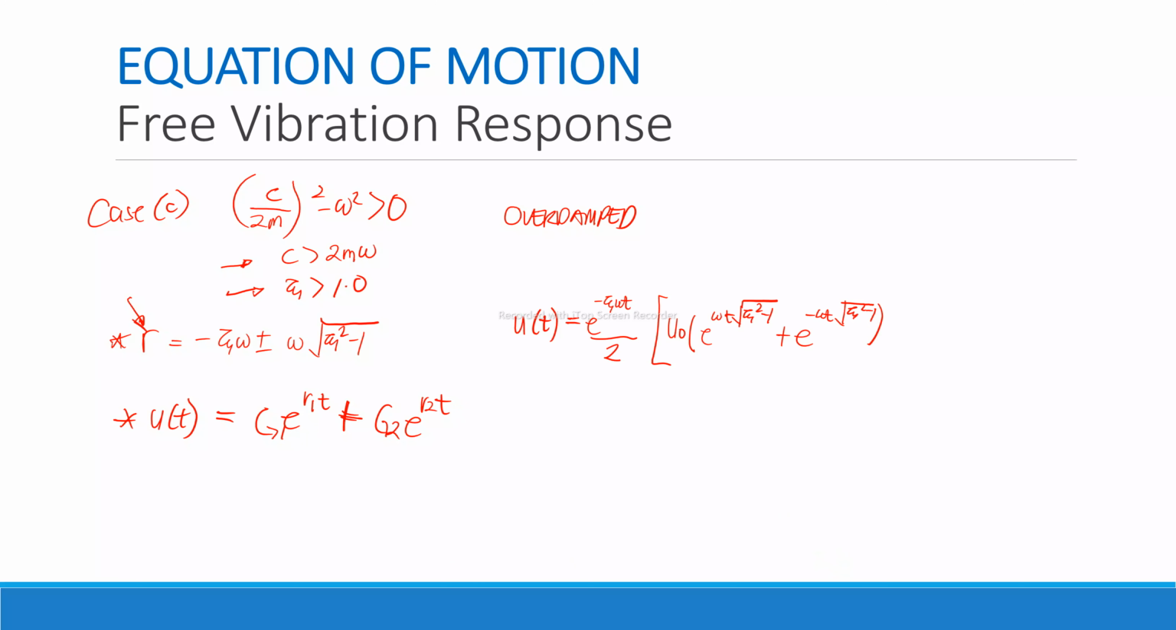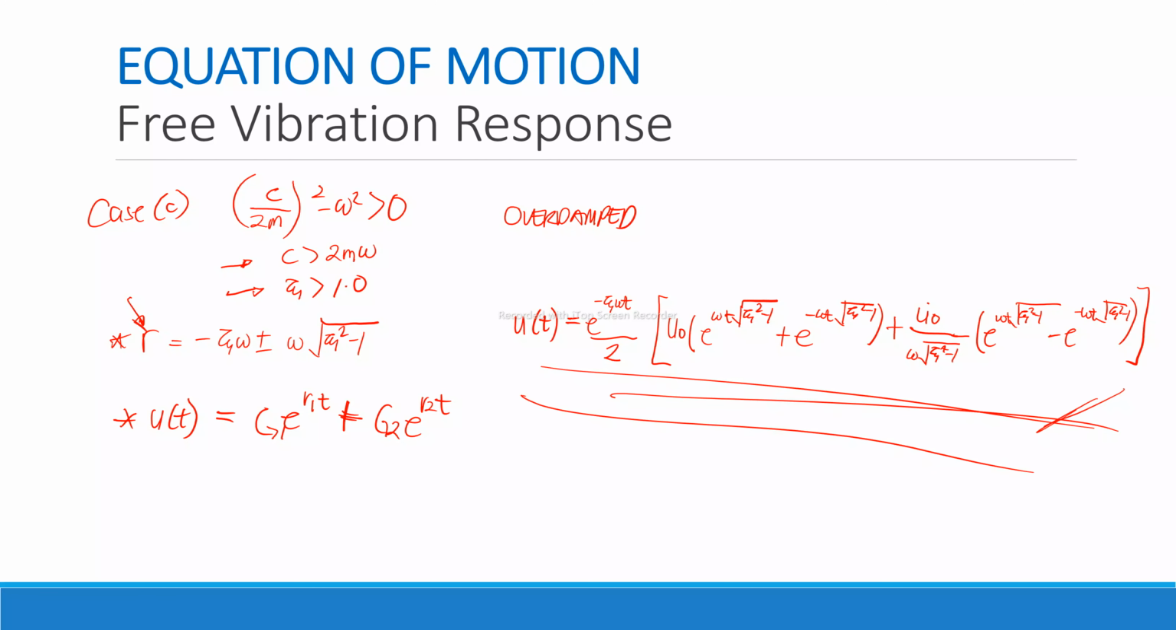e to the negative psi omega t over 2 times quantity u naught times quantity e to the omega t square root of psi squared minus 1 plus e to the negative omega t square root of psi squared minus 1 plus u dot naught over omega square root of psi squared minus 1 times quantity e to the omega t square root of psi squared minus 1 minus e to the negative omega t square root of psi squared minus 1. And this will be the general solution for our overdamped case.